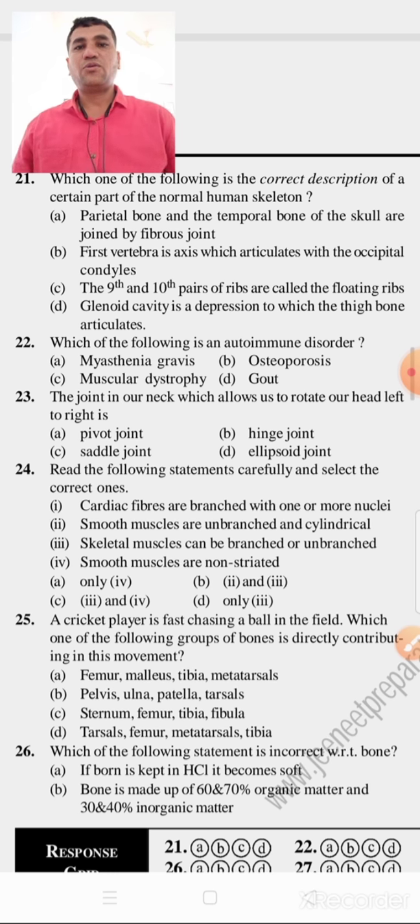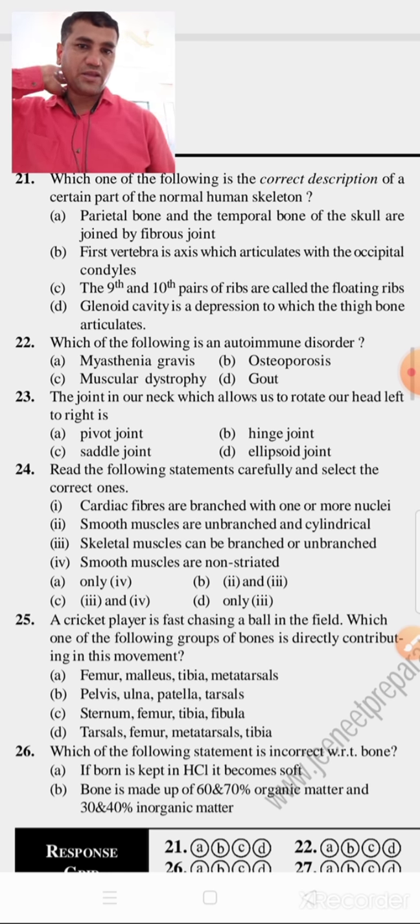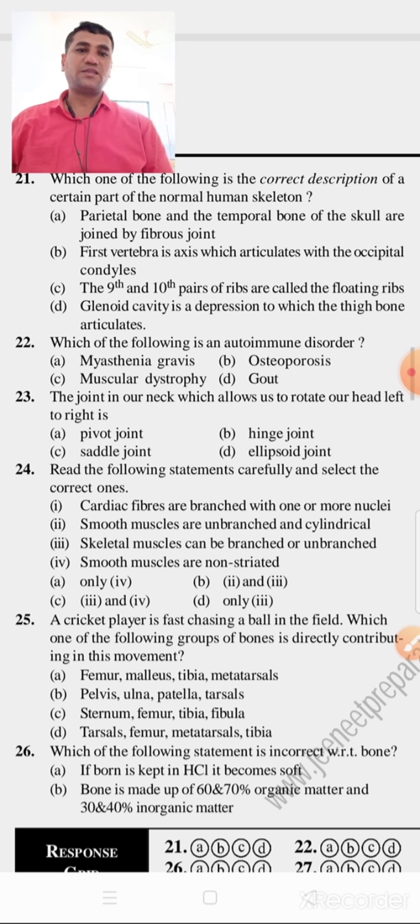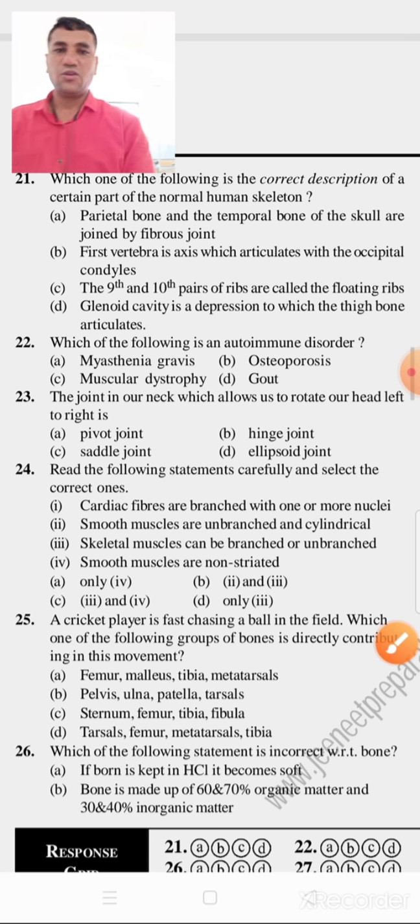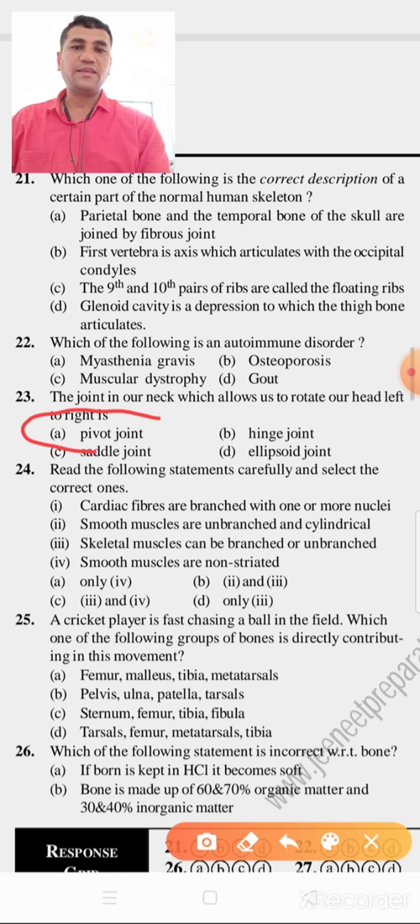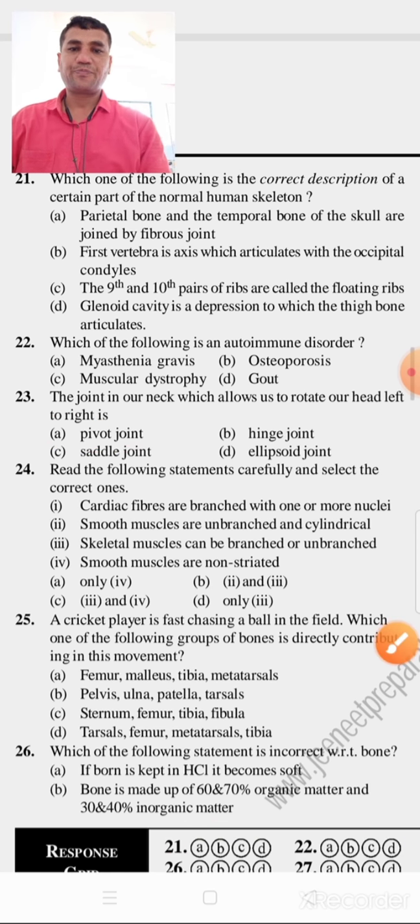So already you know that from here to here the joint present is called a pivotal joint. So the answer for that is pivotal joint.